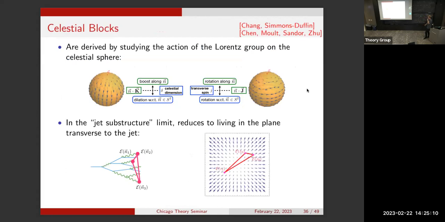And so this is where Lorentz invariance comes in. One can derive the complete structure of these conformal blocks for generic angles on the celestial sphere. But it turns out that the jet substructure limit is very easy and intuitive to understand. If one thinks about this correlator in the small angle limit, the action of the Lorentz group is essentially that if you boost along the particular direction of your correlator, it's just dilating it. And then you also have rotations about this direction. So one expects that this should be decomposable into exactly the global 2D conformal blocks.